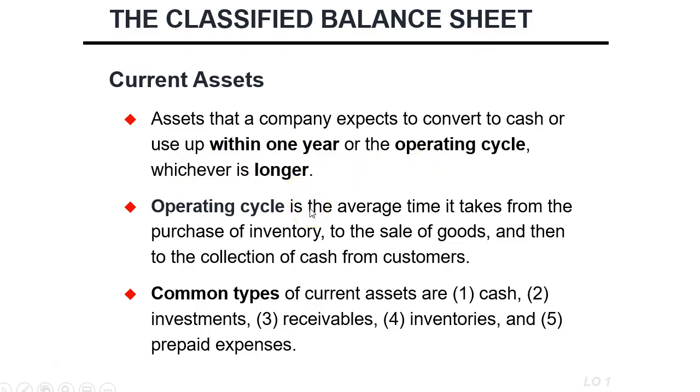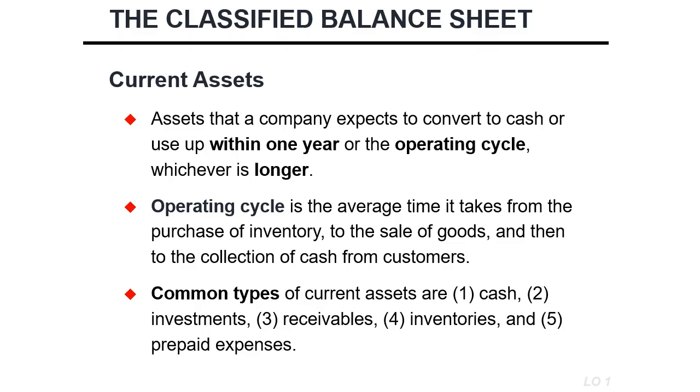So the question now becomes, what do we mean by an operating cycle? Well, this is the average amount of time it takes to go from buying inventory to selling a good to collecting from the actual customers. So we're saying if I'm selling a product, it's the time it takes me to go buy the inventory, sell the inventory to the actual client, and then receive the payment from the client.